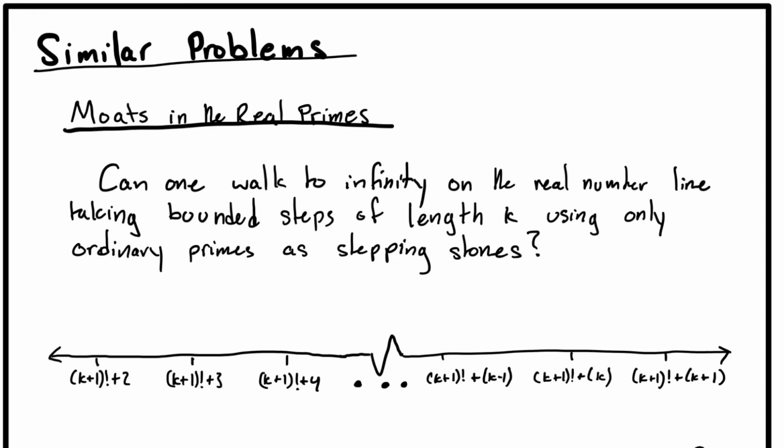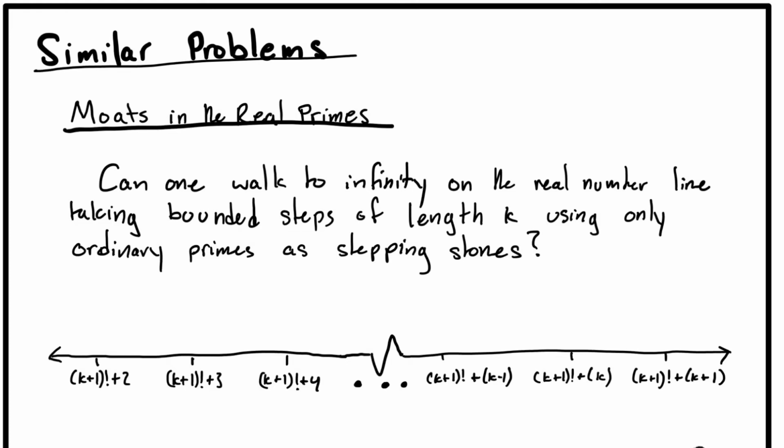So looking at the first one, we know that 2 divides both (k+1)! and 2, and then the next one, 3 divides both (k+1)! and 3, and this continues all the way up until k+1 divides (k+1)! and k+1, which means each one of these integers has a divisor, meaning each one of these is composite. And because we have from 2 all the way up to k+1, there are k of them, which means there will always be k composite integers next to each other on the real number line.